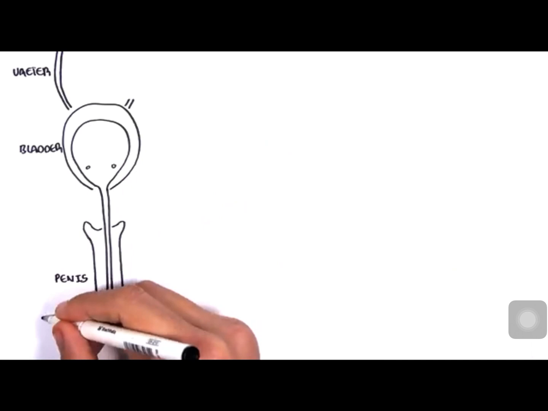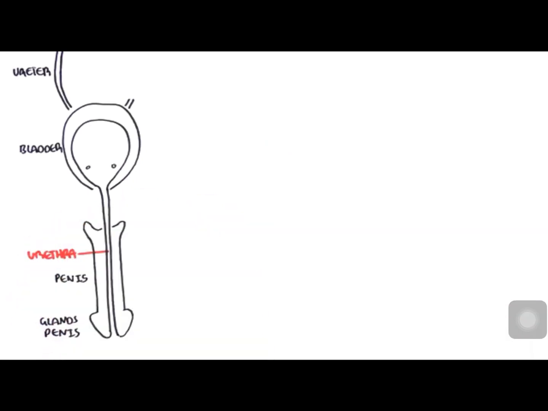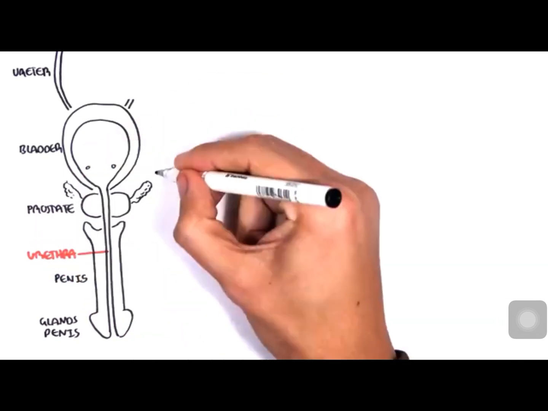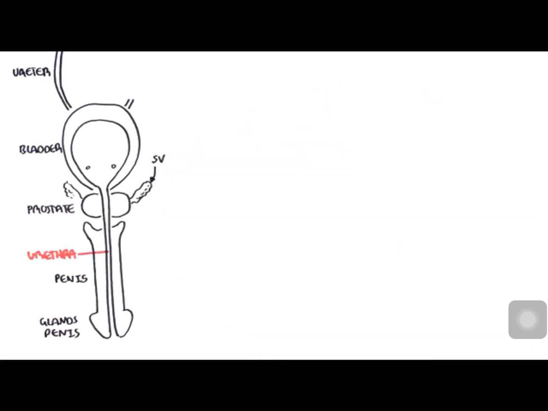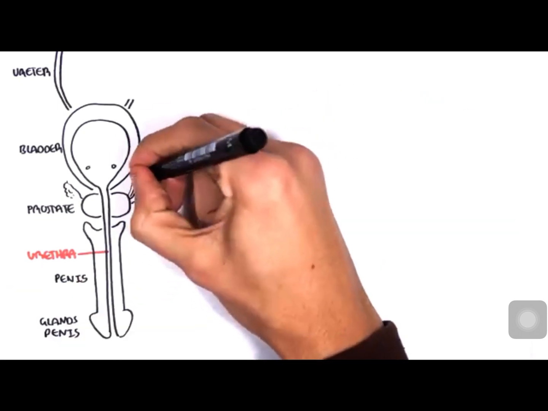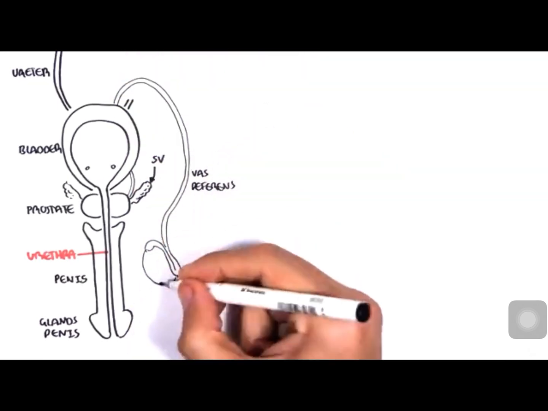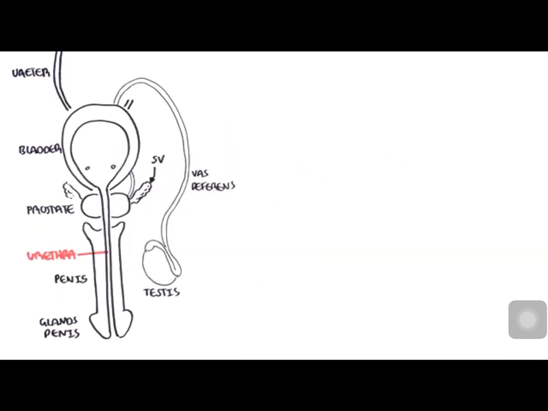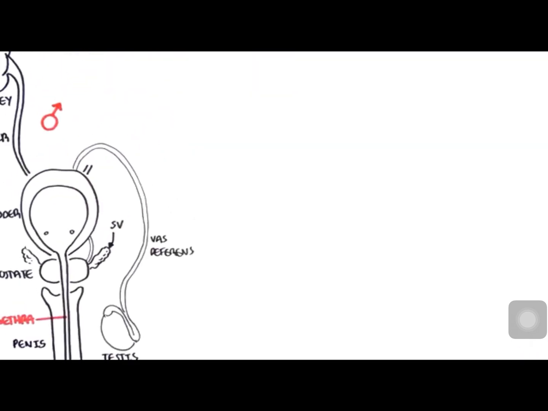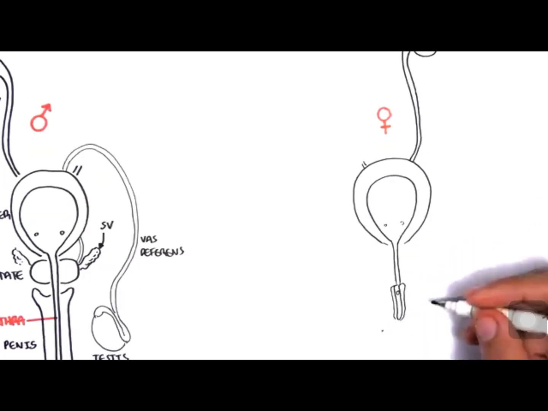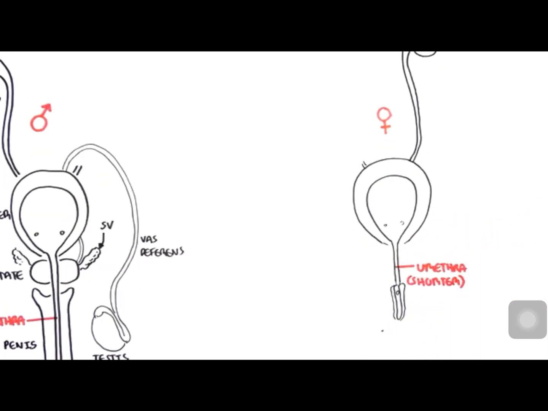Here we have the glans penis, and the urethra. Below the bladder we have the prostate. Coming past the prostate and into the urethra are the seminal vesicles, an important part of semen production. Then we have the vas deferens, the actual tube that runs from the testes, and the testes is where sperm is produced. The female anatomy is very similar, except importantly, they have a shorter urethra.